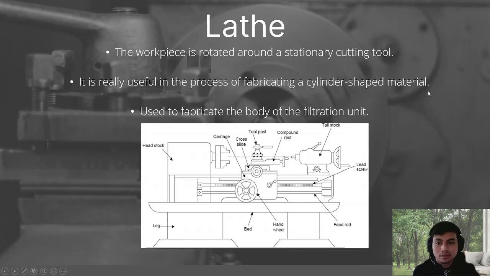Next is a lathe. The workpiece is rotated around a stationary cutting tool. It is really useful in the process of fabricating cylinder-shaped material, and it is used to fabricate the body of the filtration unit as it is suitable for cylinder-shaped material. This is the schematic diagram for the lathe machine.